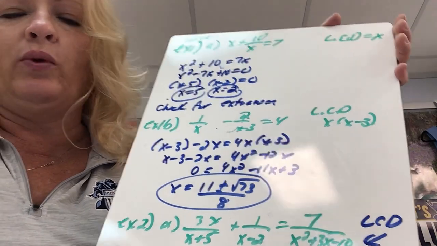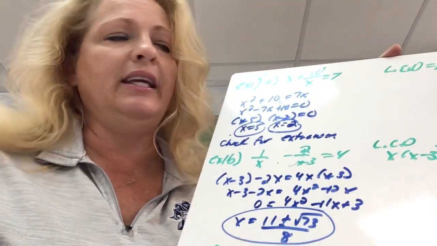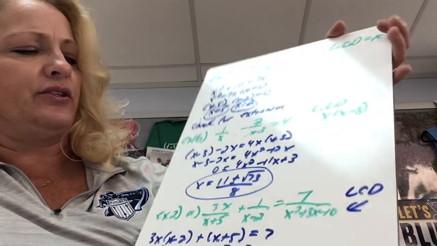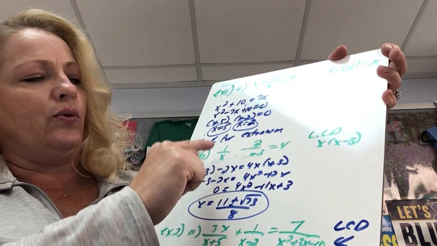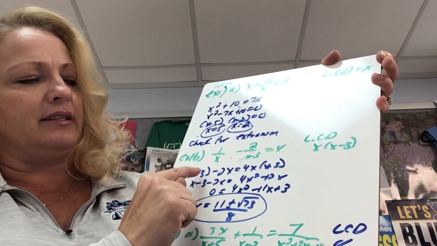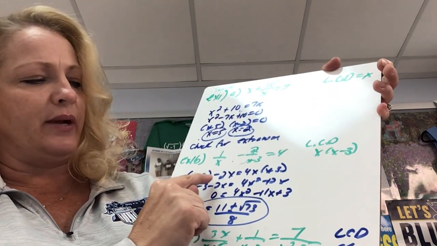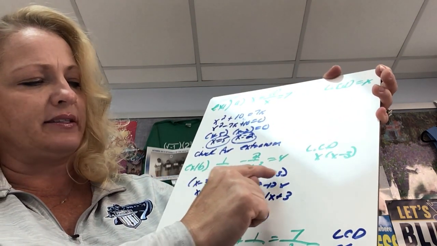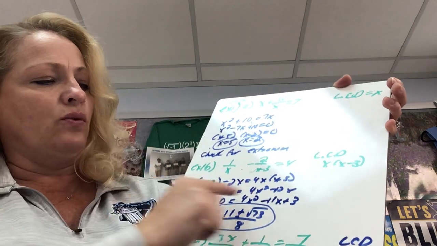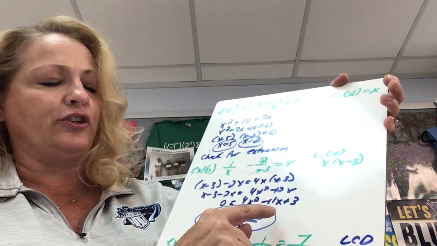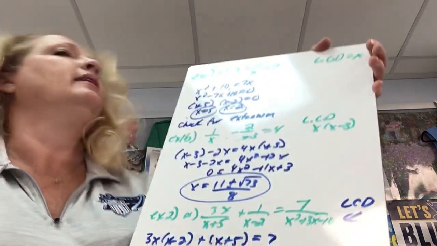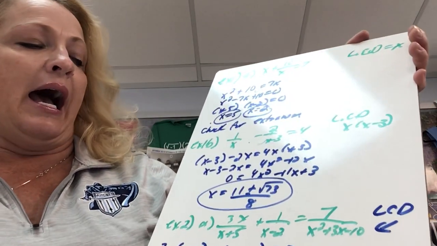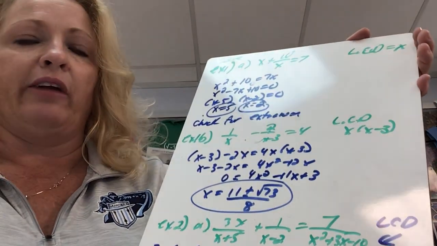rational equation. So we're going to multiply both sides by the LCD, which would be x times x minus 3. And so when I multiply every term by x times x minus 3, I end up with x minus 3 minus 2x equals 4x times x minus 3. So once I distribute and put all my like terms together, I do get a quadratic, but in this case, I end up having to use the quadratic formula.